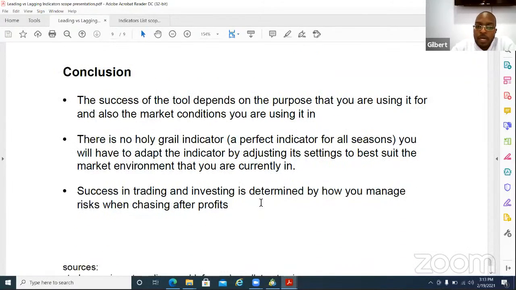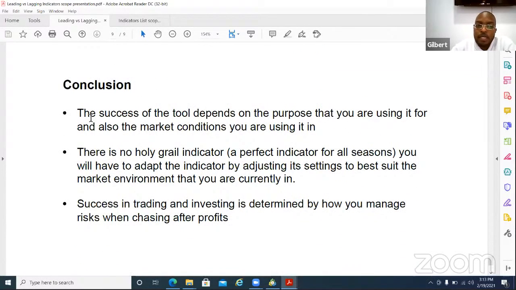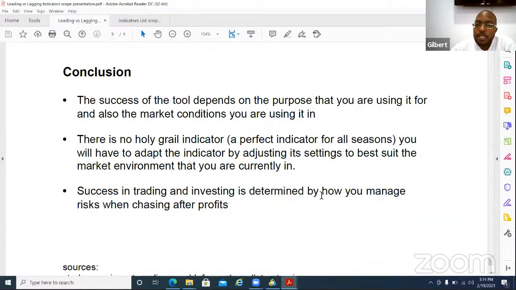So just before I open up the Q&A section, I know we've extended a little bit. To conclude, the success of the tool depends on the purpose that you are using it for, and also the market conditions that you're using it in. There is no holy grail indicator. There's no indicator that is perfect, that gives you perfect reversal points if it's a leading indicator, or gives you perfect confirmation every single time if it's a lagging indicator. So there is no one indicator that is perfect, and you will have to adapt the indicator by adjusting the settings to suit the environment that you're in.